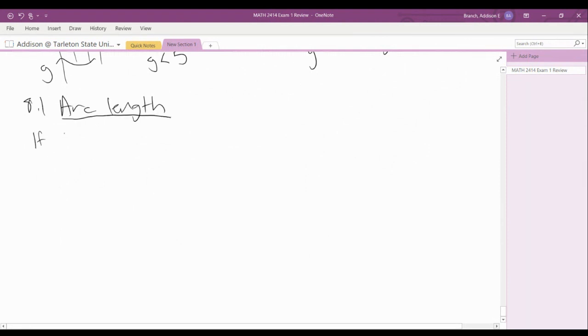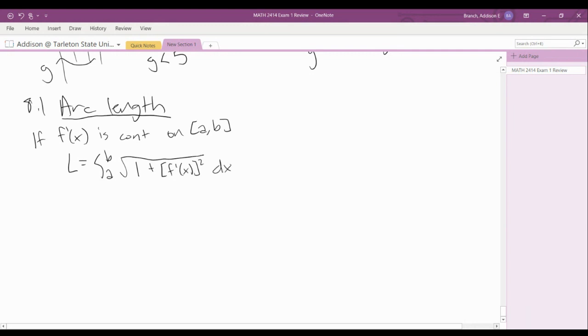If f prime of x is continuous on the interval a to b, then the arc length from a to b is equal to the integral of the square root of 1 plus f prime of x squared dx.